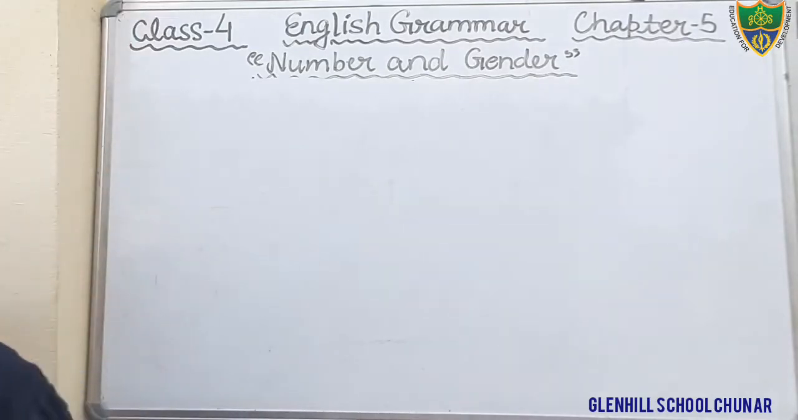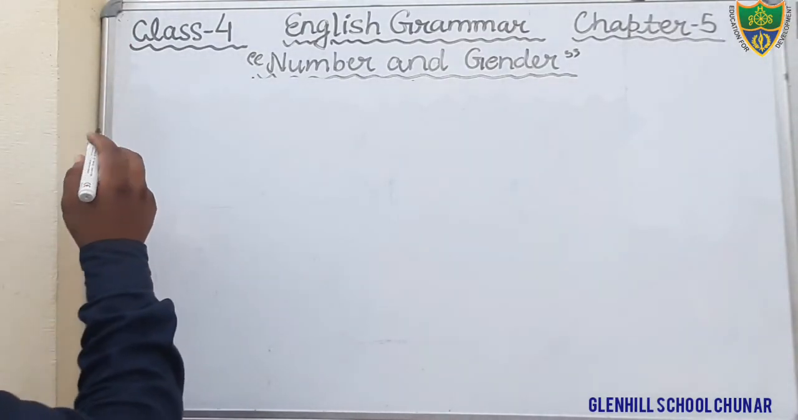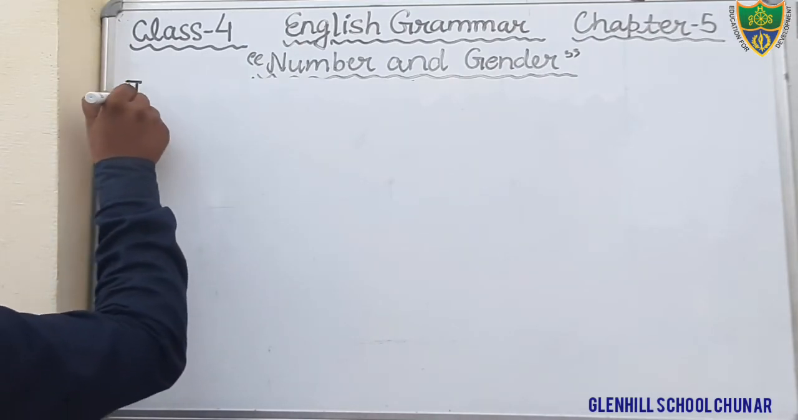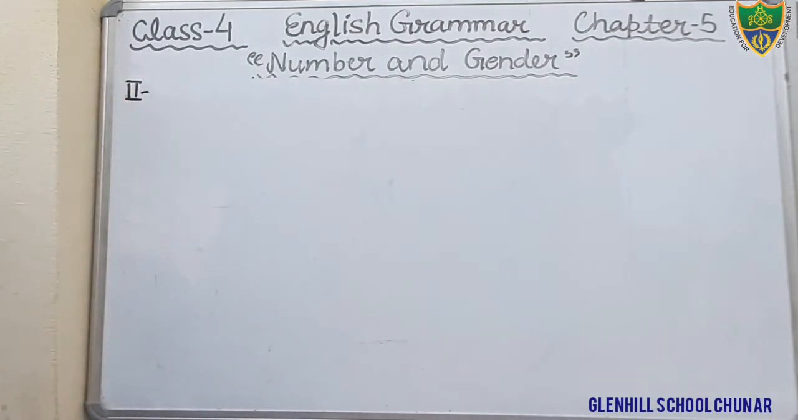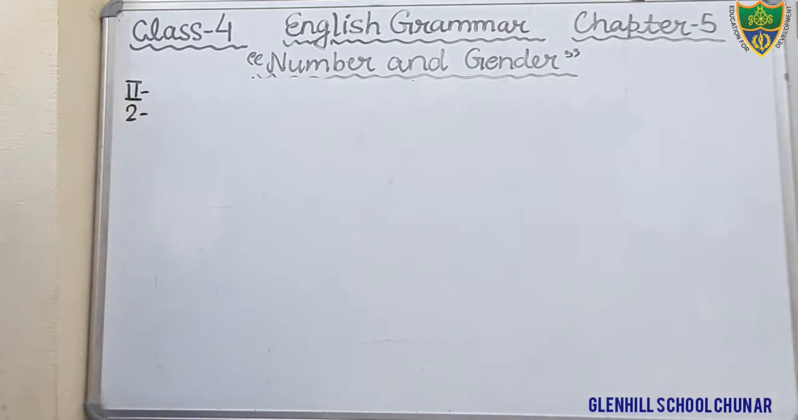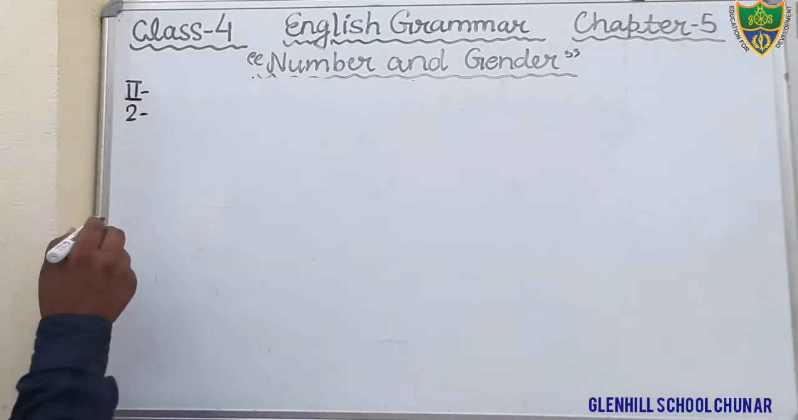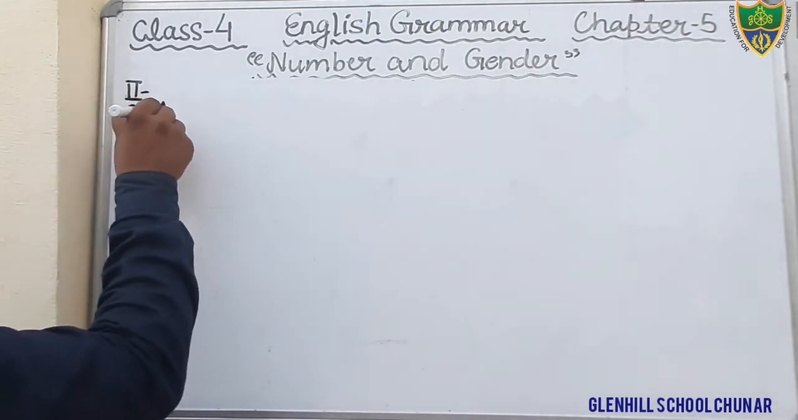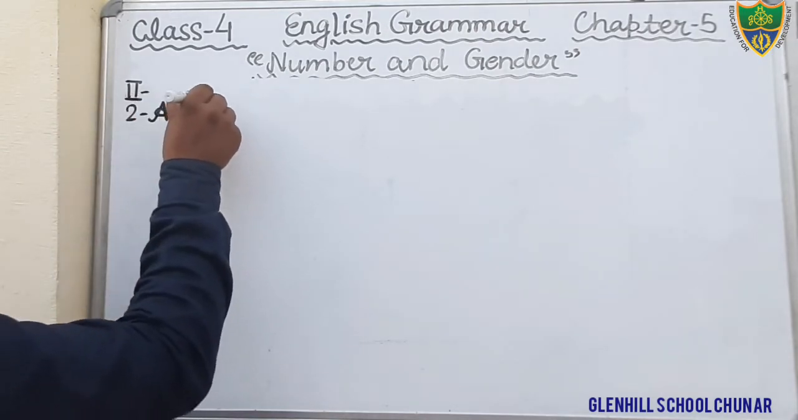Okay, students, just see. Exercise number second. State whether each of the following. You have to tell. First one has been done. Second question we will discuss. Just here, a fat man is sitting on the chair. This is the question.